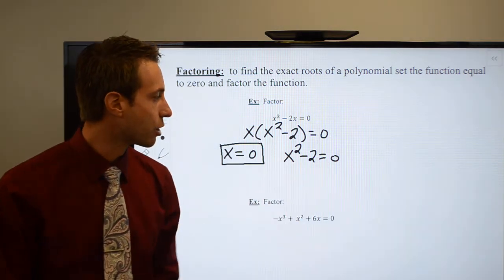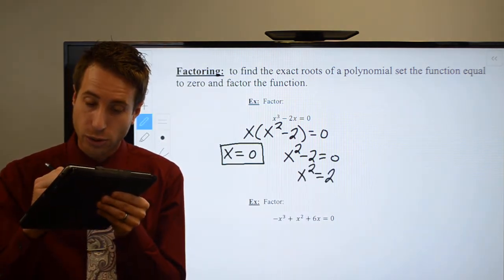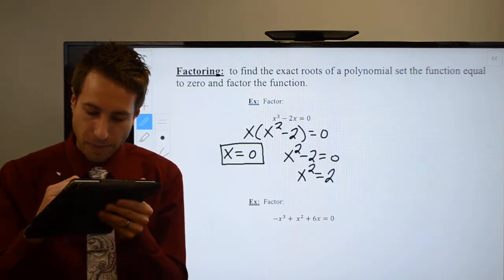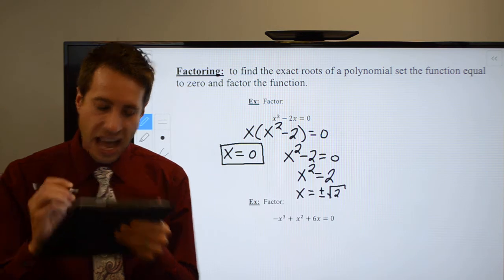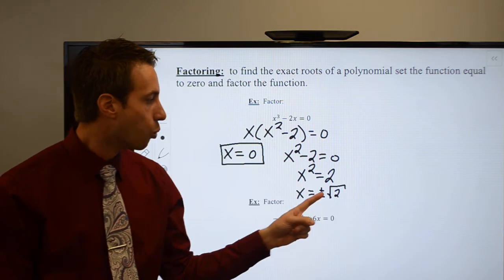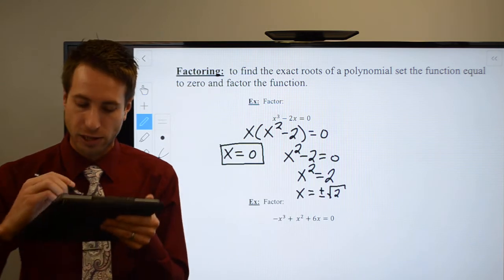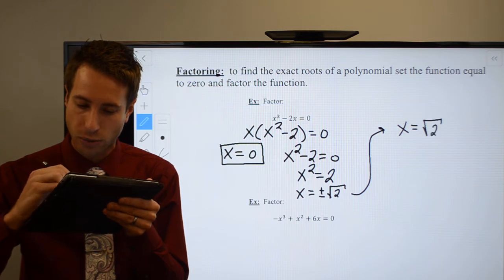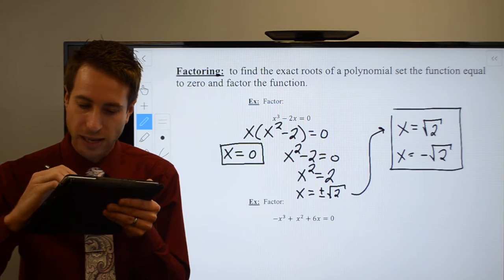This one, I have to do a little bit of work. I'll have to add the 2 to the other side. So x squared is equal to 2. And then to get that x by itself, you just take the square root of both sides. Don't forget to do plus or minus the square root of 2. And since the square root of 2 is not a perfect square, it comes out to be an irrational number, we'll just leave it like that. And please remember, this is two different answers. That's why you need the plus or minus. This actually comes out to be x equals the positive square root of 2 and x equals the negative square root of 2. Those are both zeros as well.